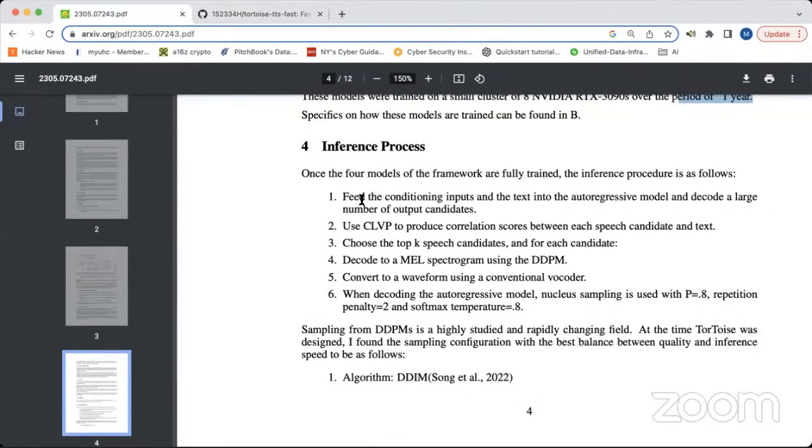Okay, I'll quickly go over the inference process. So what he does is feed the conditional input and text into the autoregressive model. And we saw it decodes a large number of output candidates. Then he uses the CLVP to re-rank them, produce the correlation between speech candidate and text, and pick the top K candidates. Then he uses a decoder to decode the MEL spectrogram using the DDPM, because remember he's fed two things, the text and the MEL spectrogram. Then he converts to a waveform using the conventional vocoder.